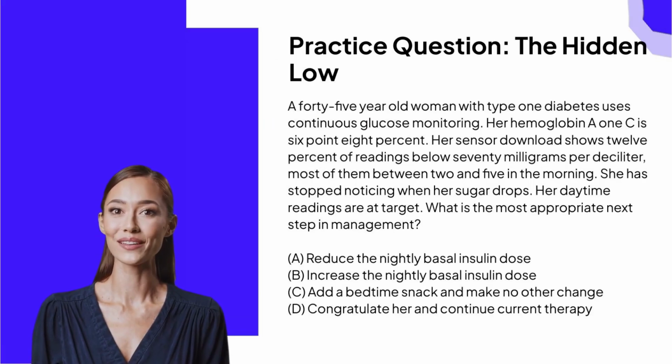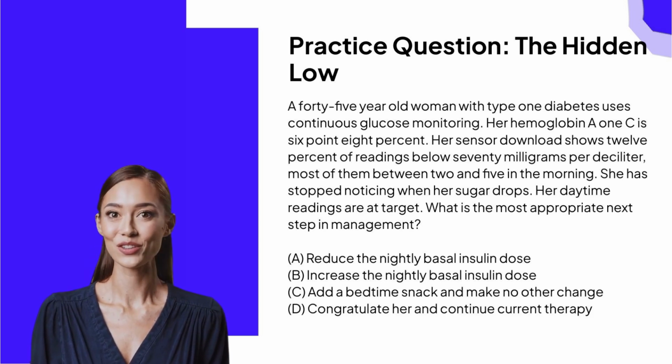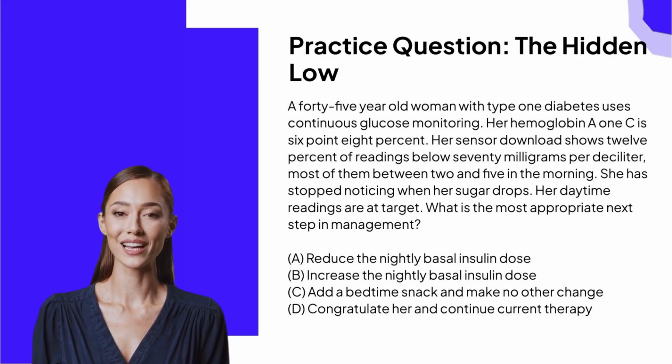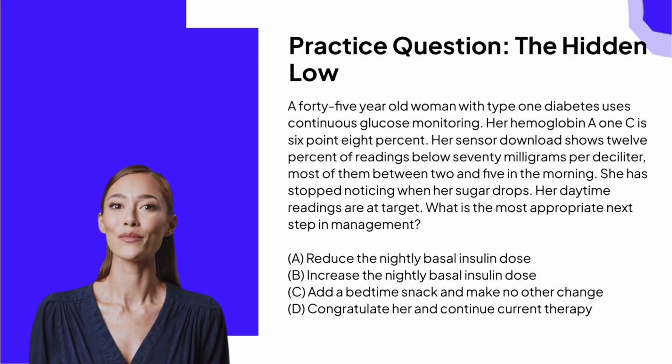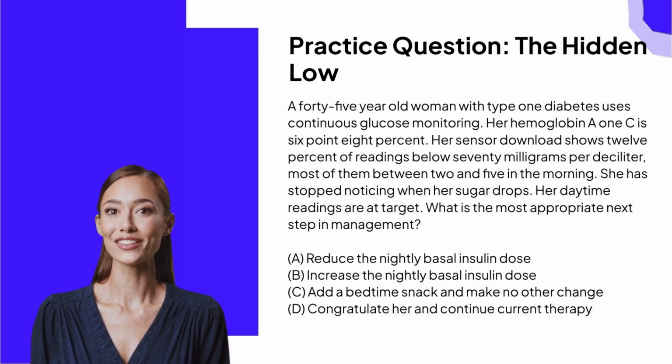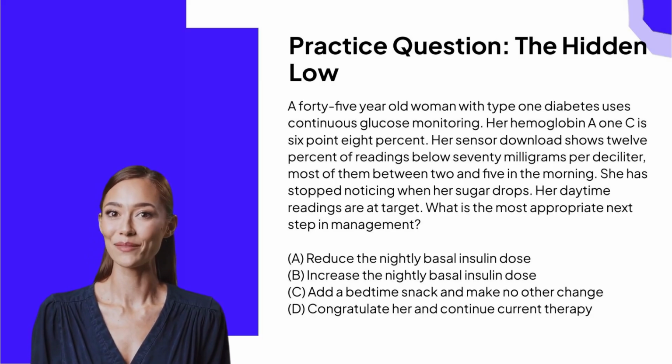Here's a sensor question. A 45-year-old woman with type 1 diabetes uses continuous glucose monitoring. Her A1C is 6.8%. Her download shows 12% of readings below 70, most between 2 and 5 in the morning. She's stopped noticing when her sugar drops. Daytime readings are at target. Most appropriate next step?